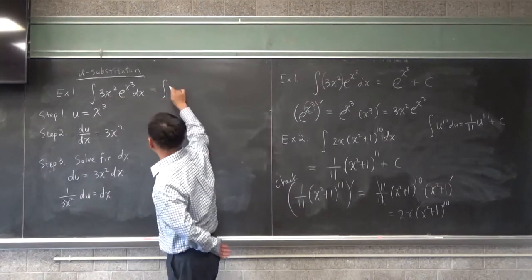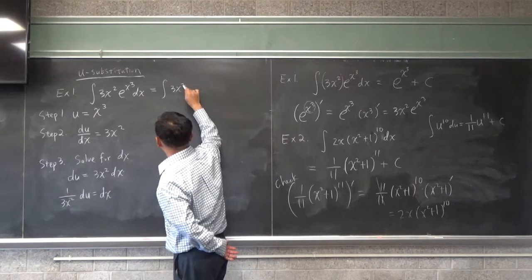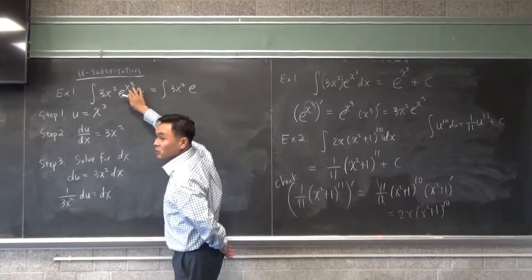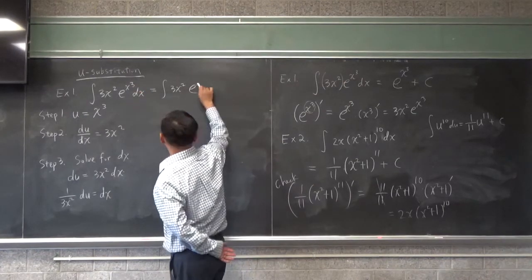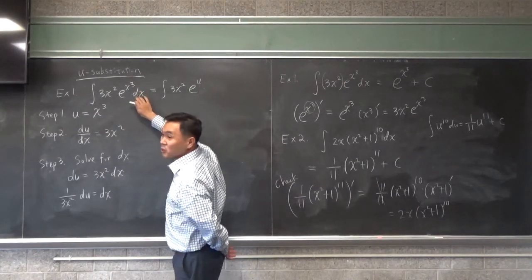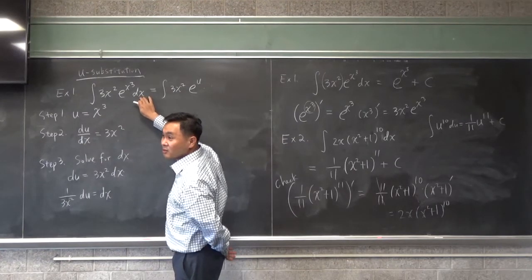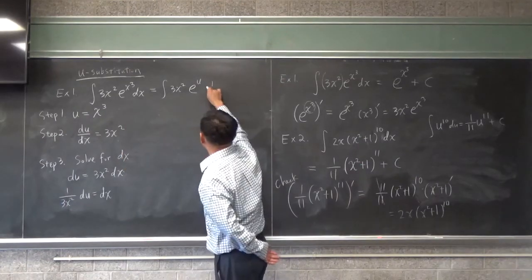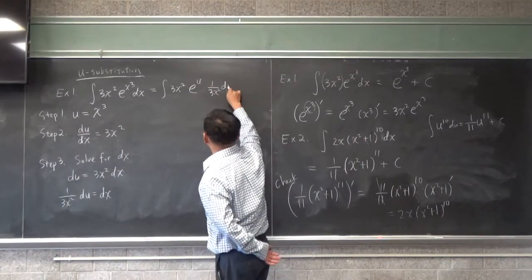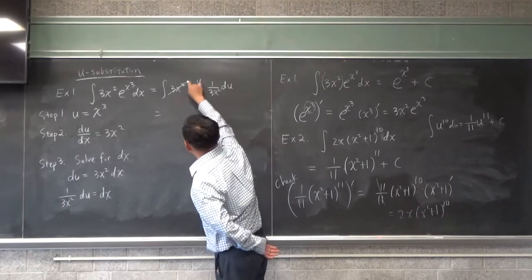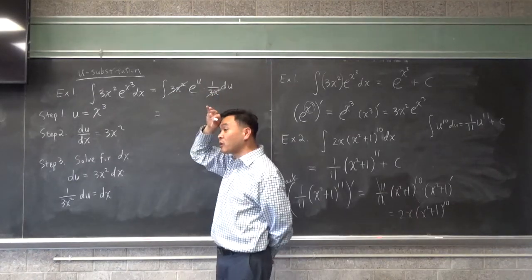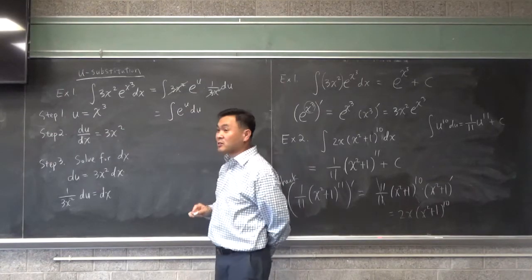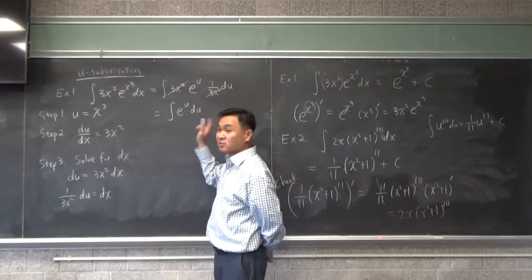Right now 3x squared has nothing to exchange for, so just leave it there. But this x cubed, what can we write instead? u, okay? This dx, what can we write instead? dx is 1 over 3x squared du, right? So you write down 1 over 3x squared du. And what do you see? You see that 3x squared cancels, and it's very important that before you do any integral, you have to make sure that all the x's are gone, okay?